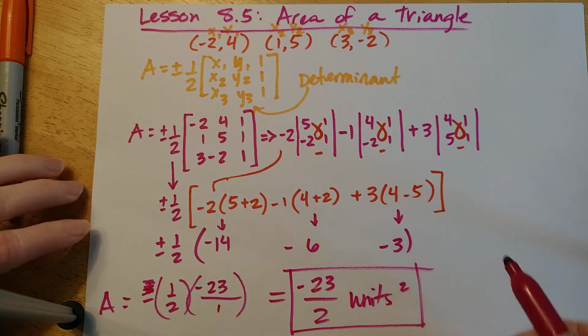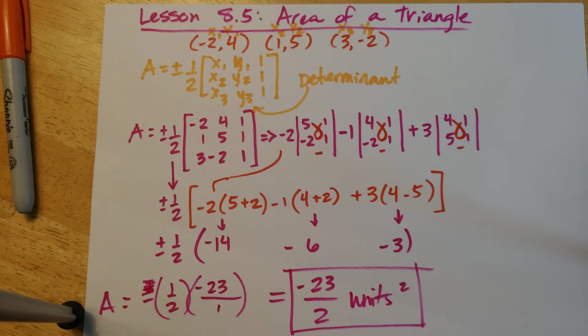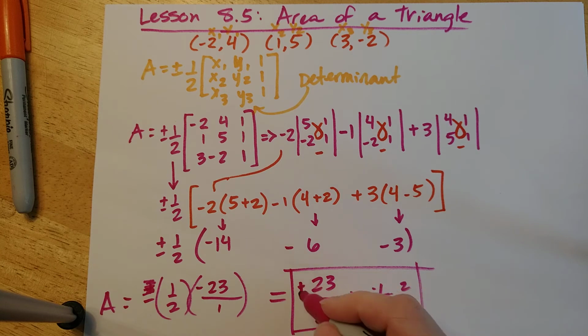So you find the determinant and you divide it by 2. Plus or minus will be determined by your determinant. So you have to make it positive. Oops, sorry, this is positive. Can't have a negative. Oh, a negative area. So here we go.